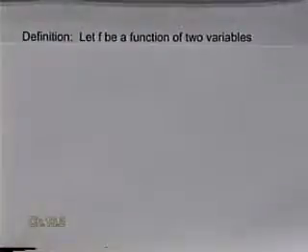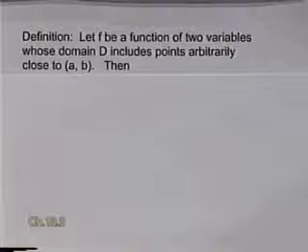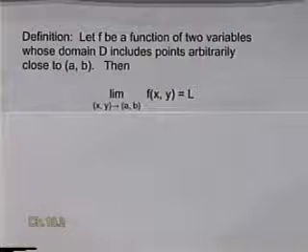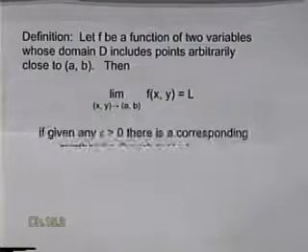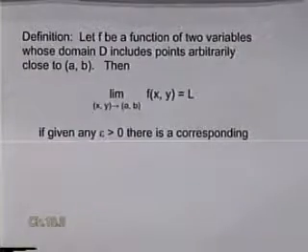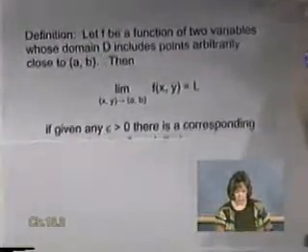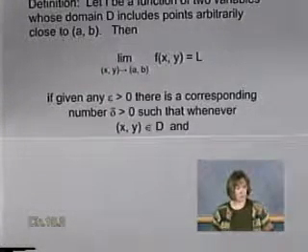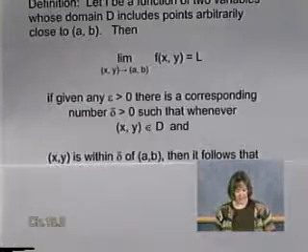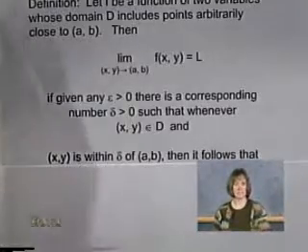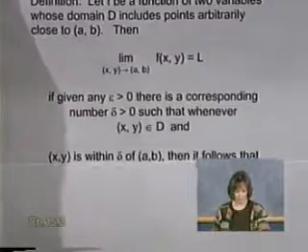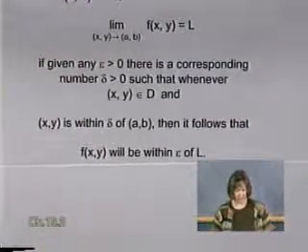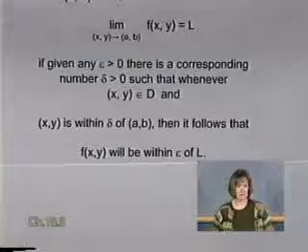It says, let f be a function of two variables whose domain D includes points arbitrarily close to some particular point (a, b). Then we say that the limit as (x, y) approaches (a, b) of f(x, y) equals L if, given any epsilon greater than 0, there is a corresponding number delta such that whenever you have a point (x, y) that's in the domain and at the same time (x, y) is within delta of (a, b), then it follows that f(x, y) will be within epsilon of L.